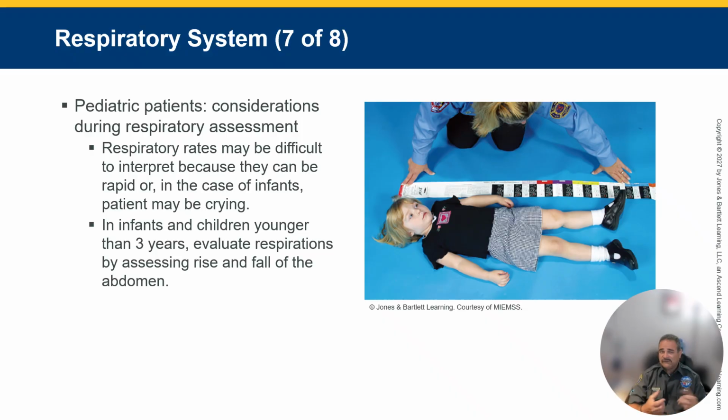Respiratory rates can be difficult because they're rapid. In the case of infants, they may be crying as well. For children younger than 3 years, you need to evaluate the respirations by considering the rise and fall of the abdomen, because they bounce kind of like a seesaw. So you need to do the best you can to determine how many times that goes up and down.